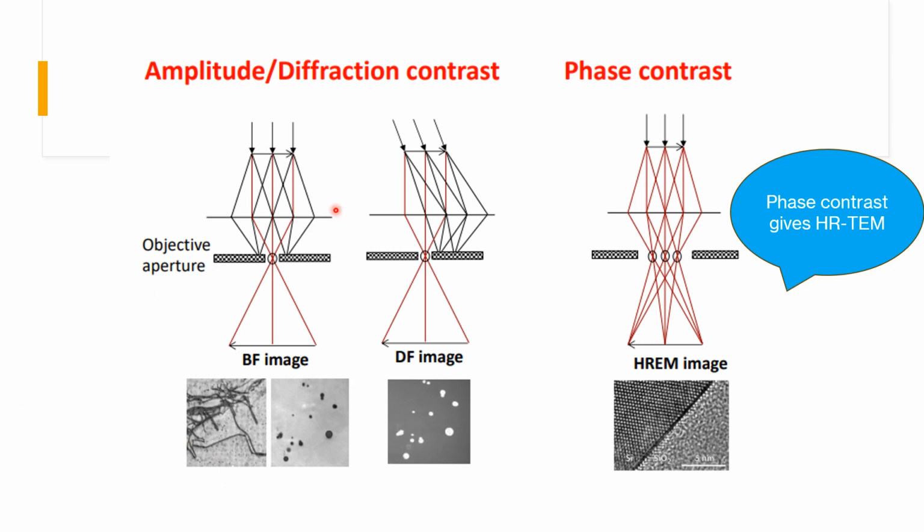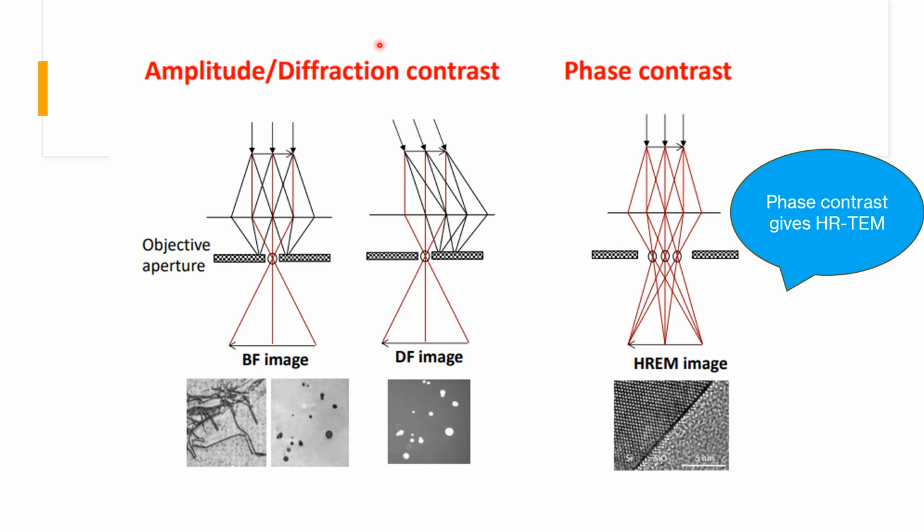Actually in TEM, we have two different contrast modes. The first is the amplitude or diffraction contrast, and the second one is the phase contrast. In amplitude or diffraction contrast, the concept of diffraction is used. As we know from single crystal XRD, at a particular Bragg angle the diffraction pattern happens and the waves construct. The same concept is used here. At a particular Bragg angle, the waves having the same amplitude and the same phase construct.